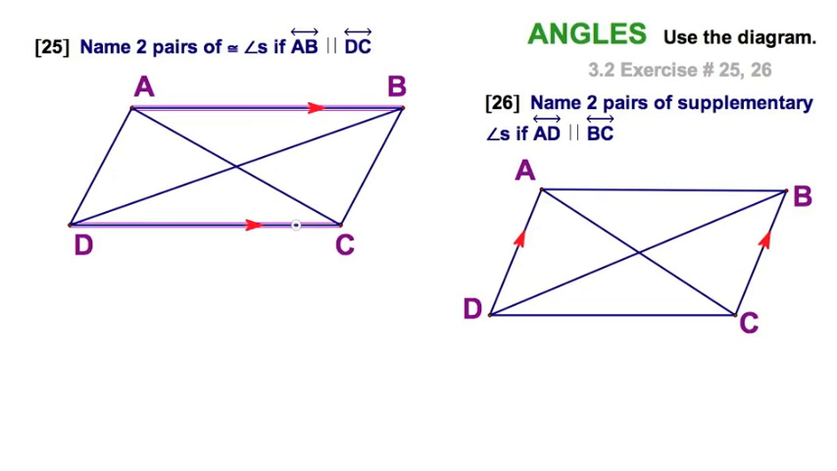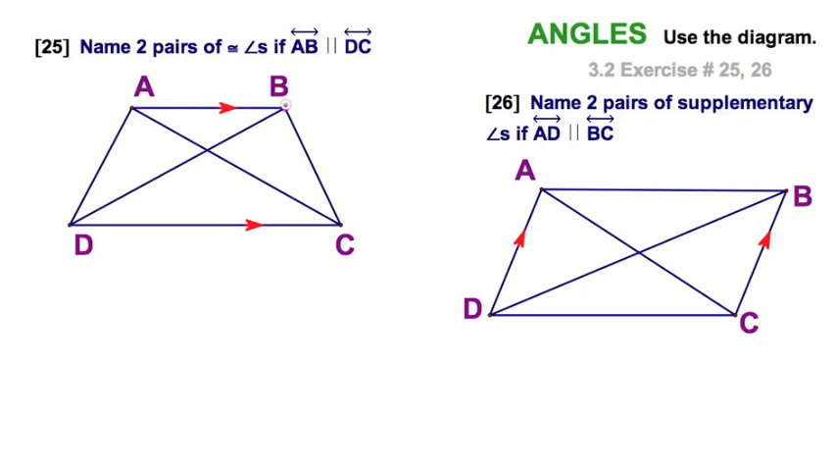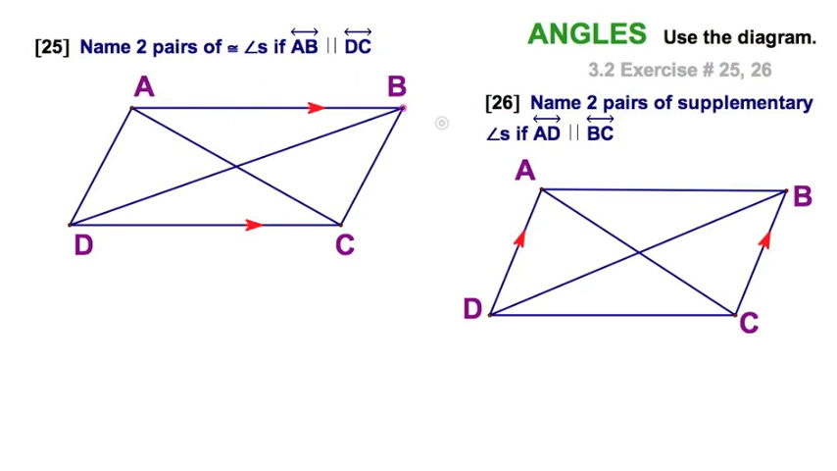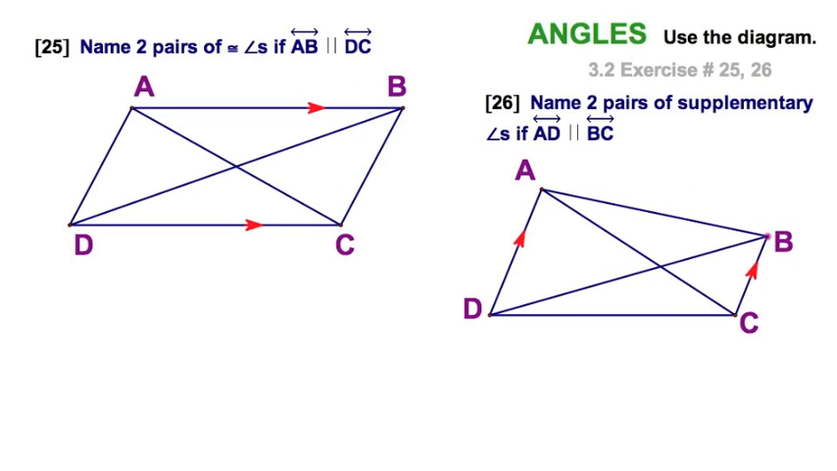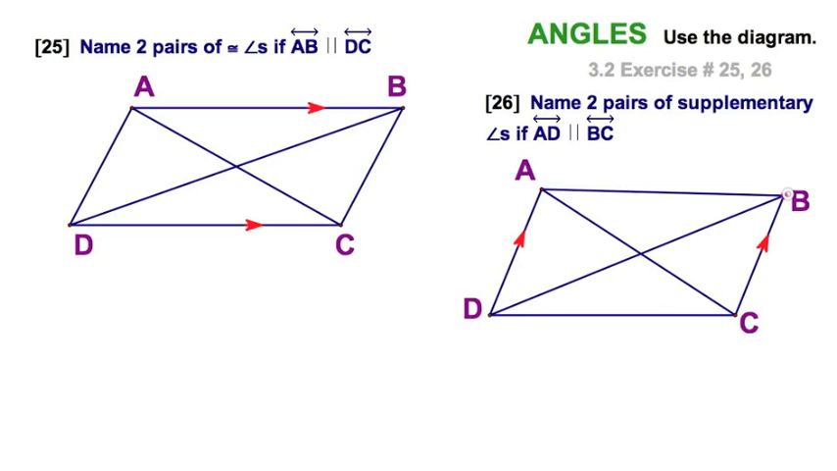AB and DC are parallel. We don't have any other information, so the figure could look like this. Okay, now look at the other figure. I've got DA and CB are parallel. The figure could look like this. So again, they're drastically different. Let me give you another way to visualize it.